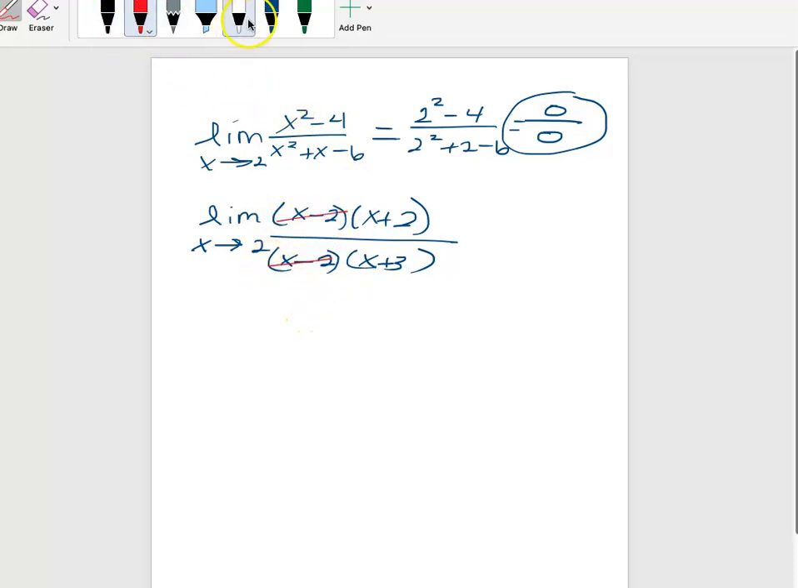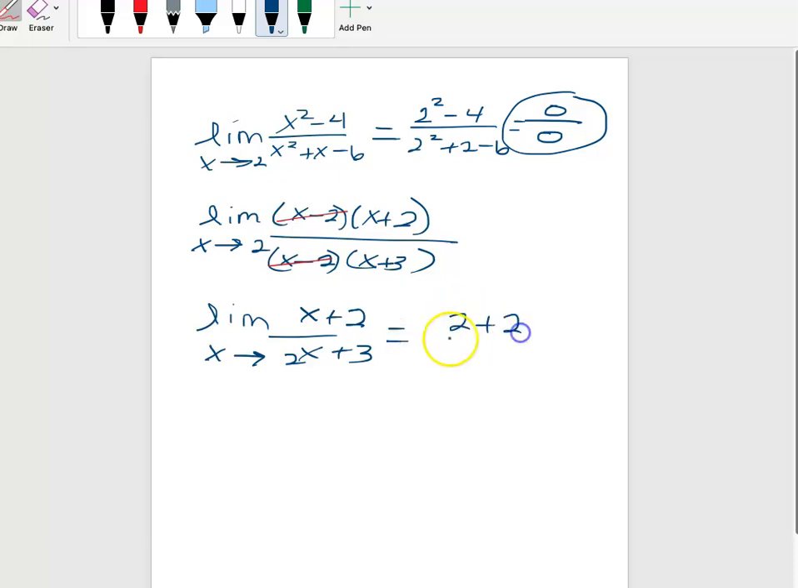Okay, so let's go ahead and now try it again. I have x plus 2, so the limit is x plus 2 over x plus 3, or the limit of that function as x approaches 2. We're going to try that direct substitution again. 2 plus 2 over 2 plus 3 equals 4/5, and that's what we got using a calculator. That is 0.8, which is 4/5. So again, algebraically, we can do it. We can do it using the calculator.